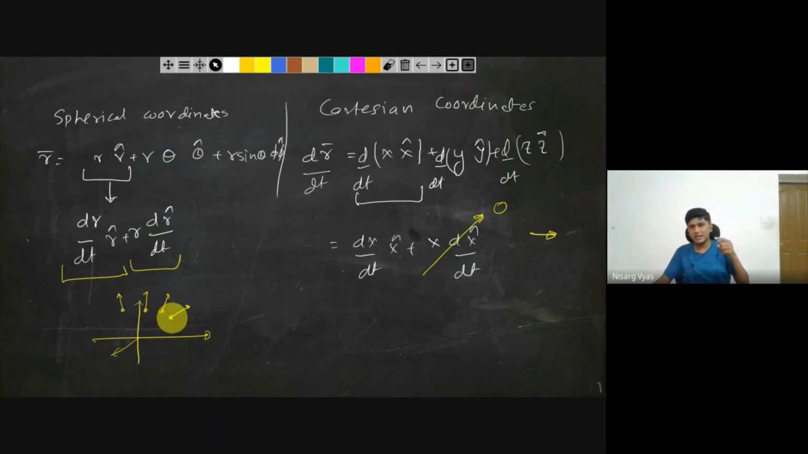So if you are here, r cap has changed with respect to time. The particle moved from there to there, and r cap has changed. That's why dr cap by dt is there. It is not directly zero. This was a common misconception that I wanted to clear right away.